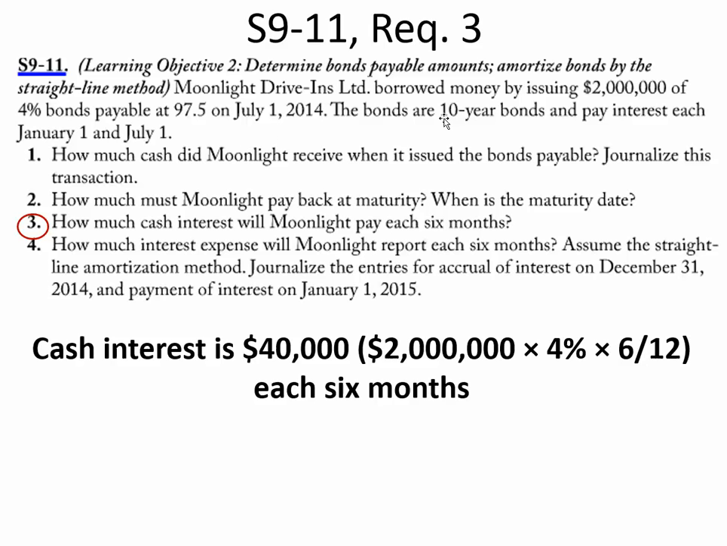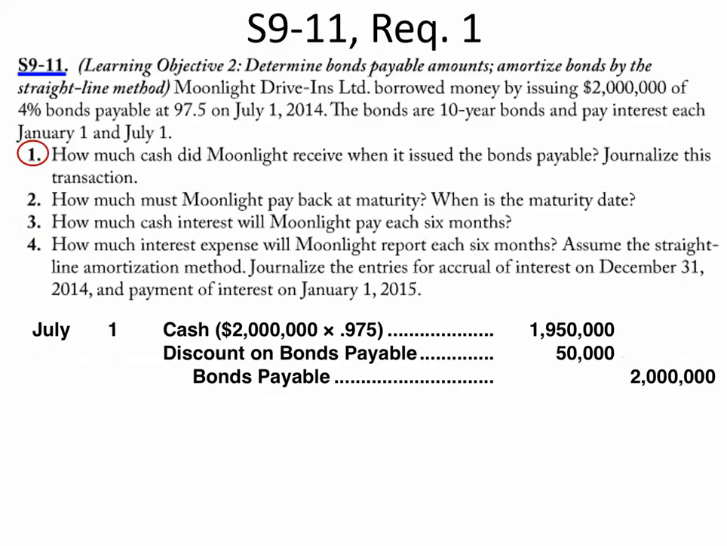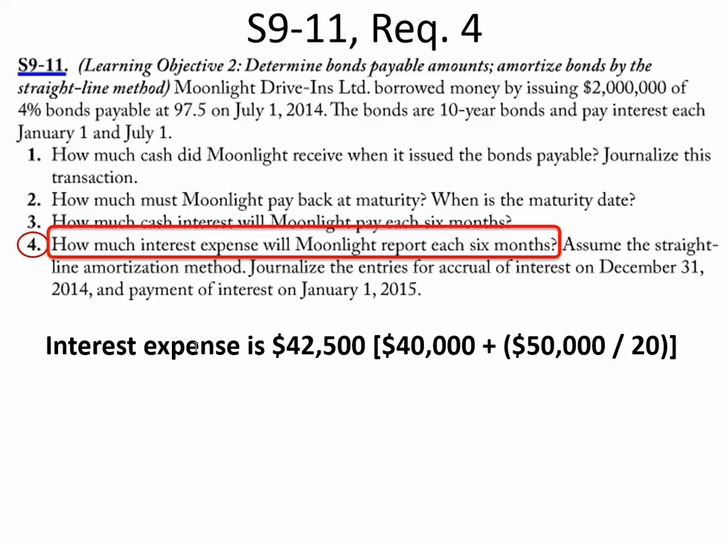Remember when they issued it at a discount, they issued it for $1,950,000. We did that back in part 1. So they had a discount of $50,000. So let's go back here to part 1. Discount on bonds payable at $50,000. Well, if we take that $50,000 and divide by 10 years, that's $5,000 per year, and then divide by 2 because it's twice a year. So basically, you could take 50,000 divided by 20 periods.